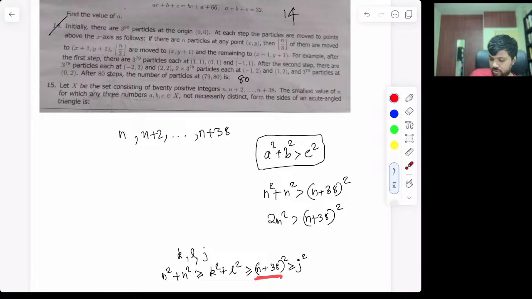So what should I do here? I want this inequality: for any k square and l square, k square plus l square must be greater than n plus 38 square. When will that happen? What is an obtuse triangle? What's exactly the condition?